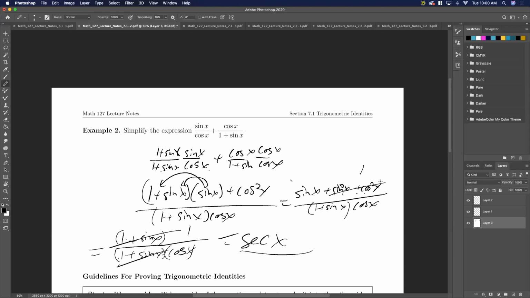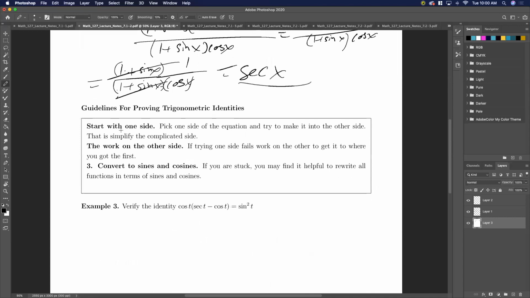So the next thing we'll have here is guidelines, right? Guidelines for proving trigonometric identity. Start with one side. Pick one side of the equation. Try to make it look like the other side. So that is, simplify the complicated side. Usually this works out better, right? So pick one side and try to make it look like the other. If that fails, work on the other side. If trying one side fails, work on the other side to get where you got on the first. So sometimes you'll work on one side and try to make it look like the other.